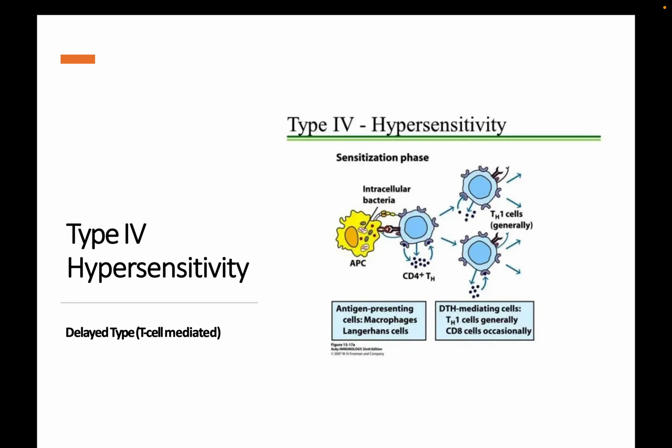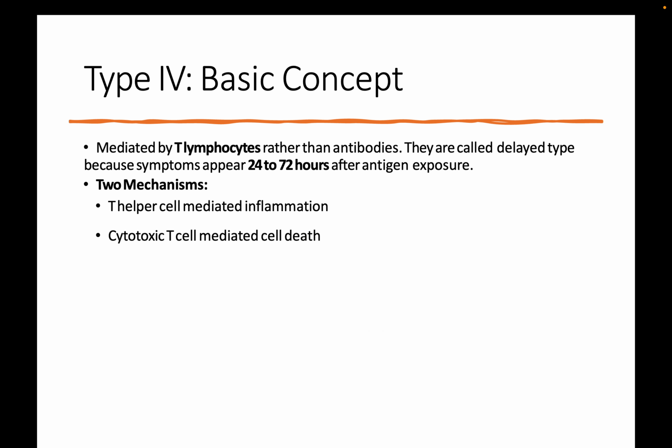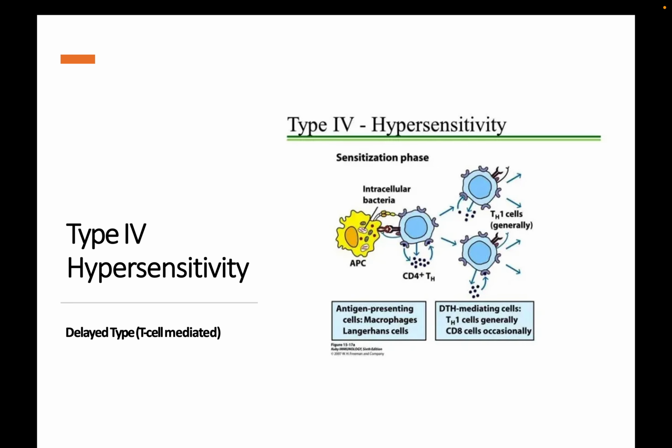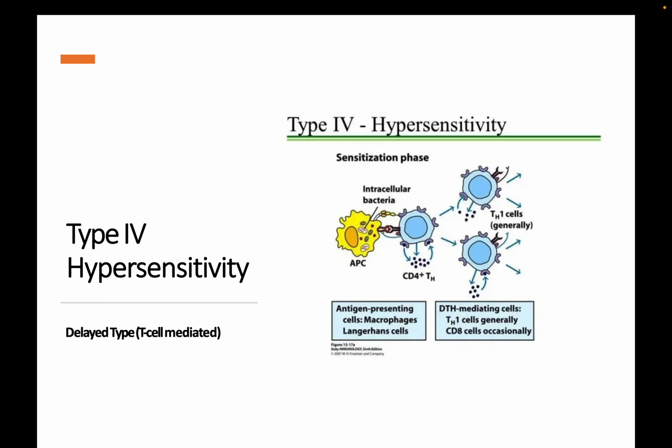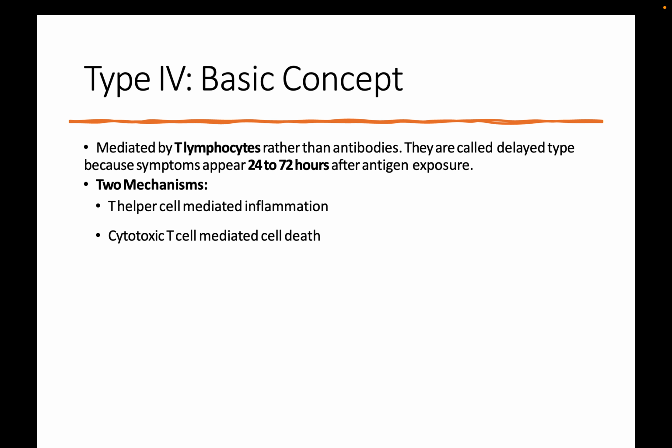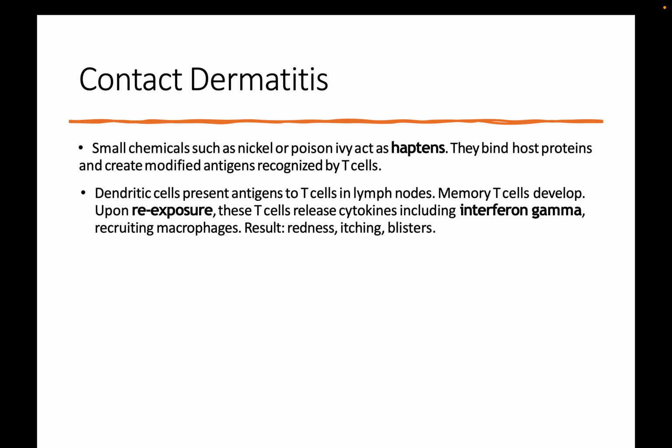Now you have type 4. Type 4 is very different from types 1, 2, and 3. These are more T-cell mediated. We call it delayed hypersensitivity, because it takes about 24 to 72 hours after your antigen exposure. With the other ones, after sensitization, these occur extremely quickly: types 1, 2, and 3. Type 4 happens 24 to 72 hours later. These are mediated by either your T helper cells, your CD4 T cells, or your CD8 cytotoxic T cells. An example is contact dermatitis.